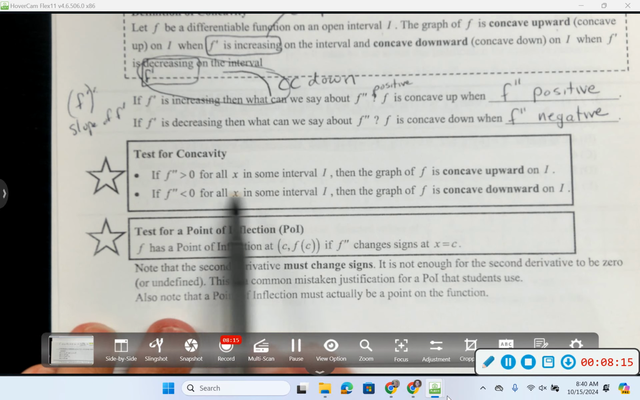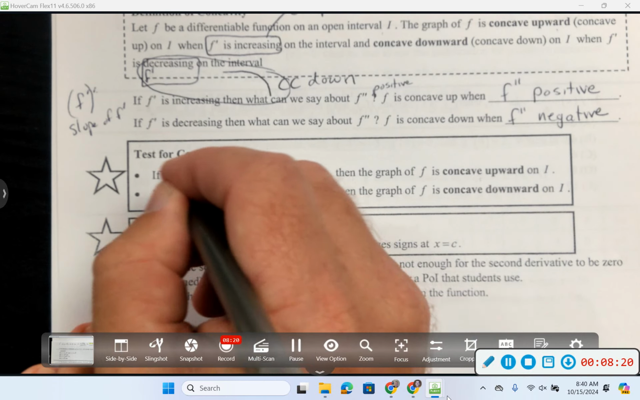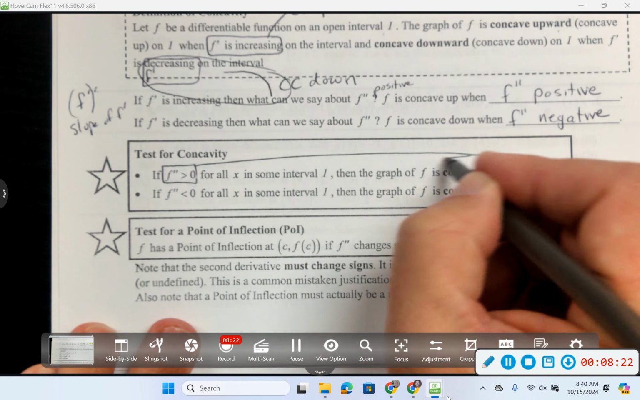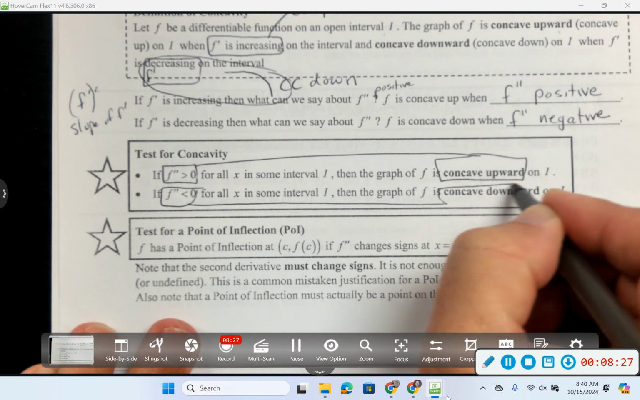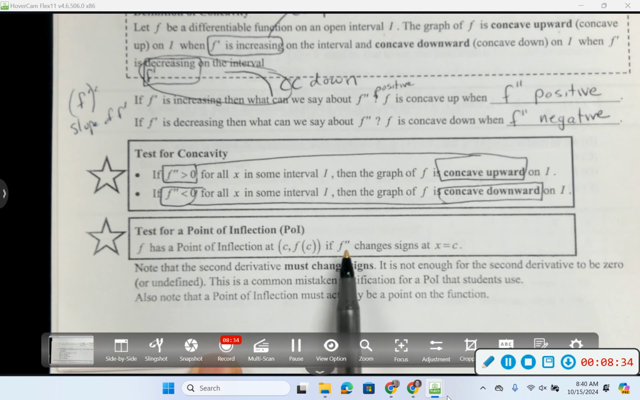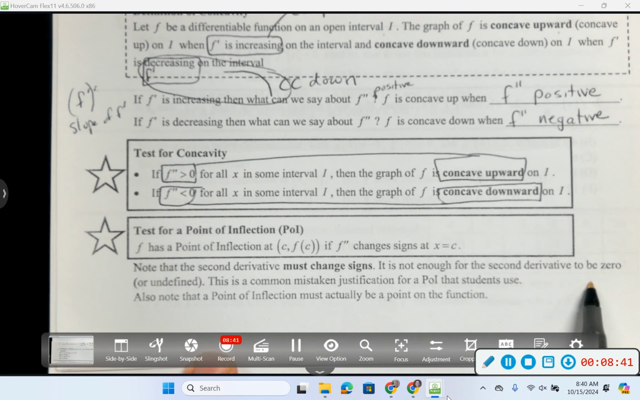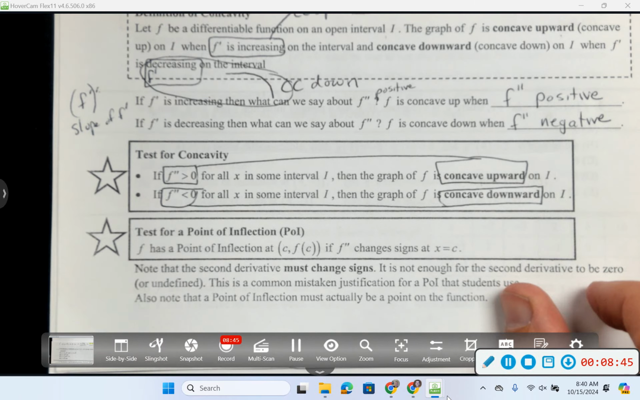Test for concavity. If f double prime is positive, then we're concave up. If f double prime is negative, then we're concave down. Point of inflection is where the second derivative changes signs. Not enough that it's 0 or undefined, it's got to change signs. Let's go back up to the top.